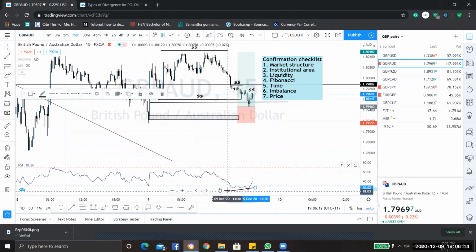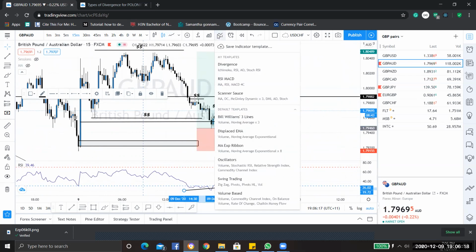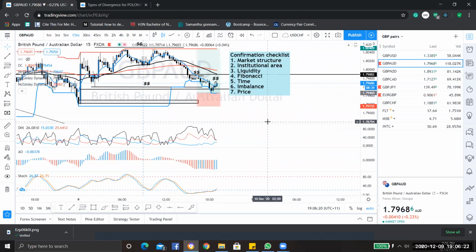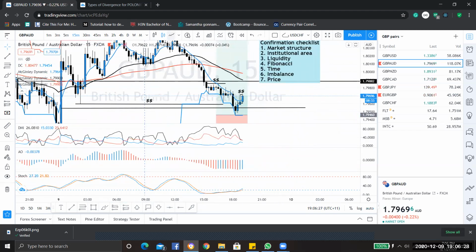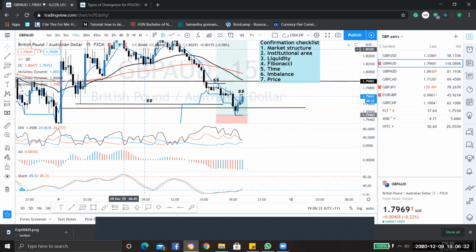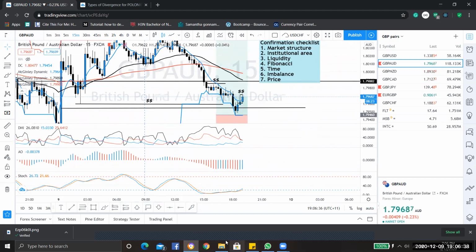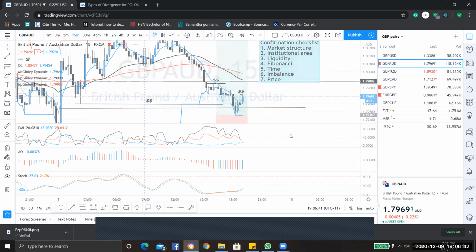Okay, let me go to the scanner source. I just put my scanner source indicator. Why is my TradingView lagging so much? Everything all right? Yeah. Okay.